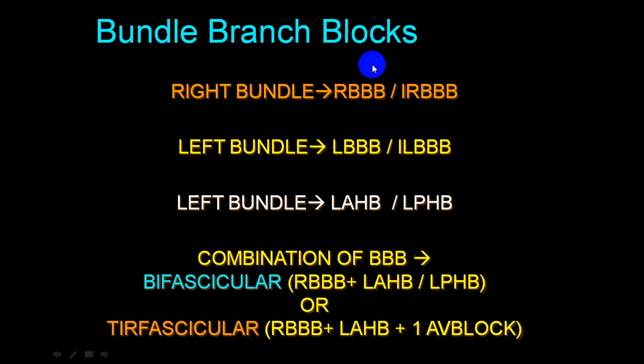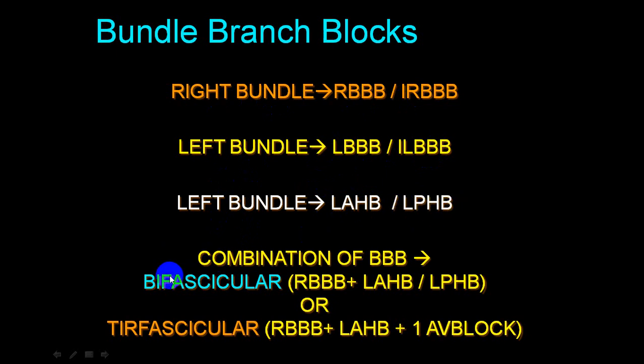So in bundle branch block, that is right bundle branch block, which can be complete or incomplete. Left bundle, again complete, incomplete. And in left bundle, you can have only one bundle block, that is anterior hemiblock or anterior fascicular block, posterior hemiblock or posterior fascicular block.